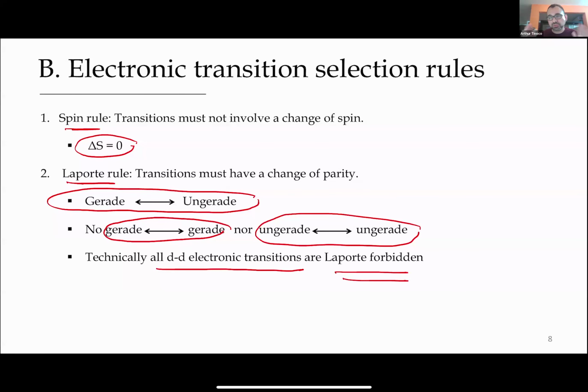So one thing that I want you to understand from this lecture is that the intensity of a transition will be a marker of how allowed, and I'm putting this in quotation marks because this is a relative concept, a particular transition is. So we know all DD electronic transitions violate the Laporte rule, and yet we actually do see these transitions. So what we're going to talk about are specific cases in which we observe violation of both the spin rule and the Laporte rule, and how we can gauge this level of allowedness.